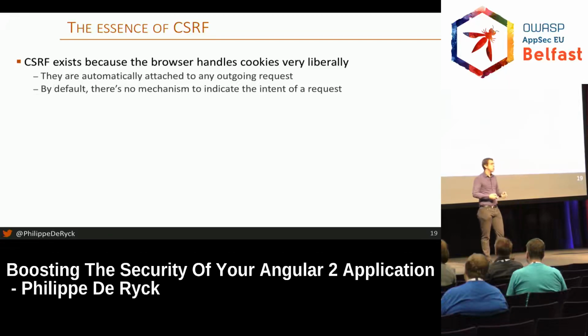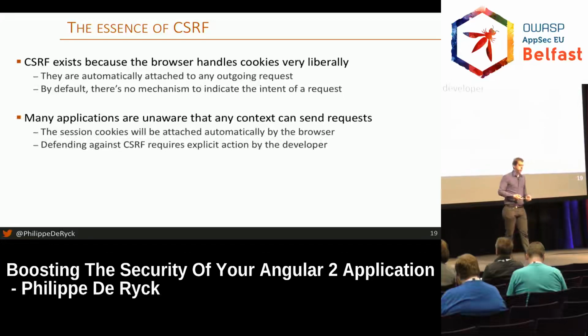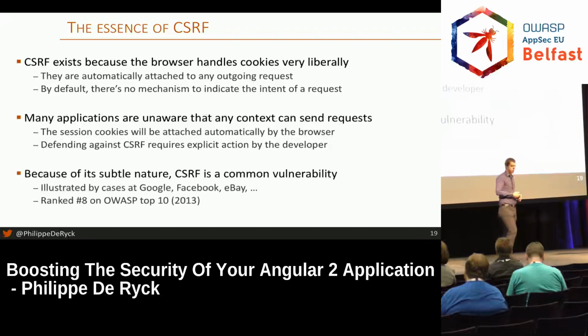Essentially, the reason for CSRF is the liberal handling of cookies in the browser. Because the browser simply attaches cookies to any request, we have to deal with things like CSRF. By default, there's no way to indicate whether something is intentional or not. And that's one of the problems. The problem is that the backend needs to be really aware of CSRF before you can take action. If you don't know about CSRF, you will not have implemented a defense against CSRF, and you will probably be vulnerable to this. So that's definitely one of the problems.